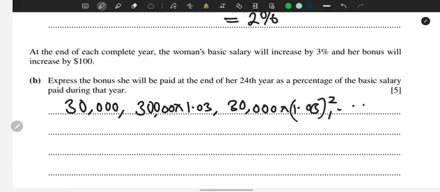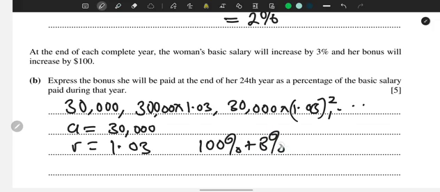And when you check this sequence, this is just like a geometric sequence, where the first term here is 30,000 and the ratio here is 1.03. Do you know where we obtain 1.03 from? It's just like 100% plus 3%. You understand? This will give us 103%. Okay, so then when you divide 103 by 100, that's the ratio.